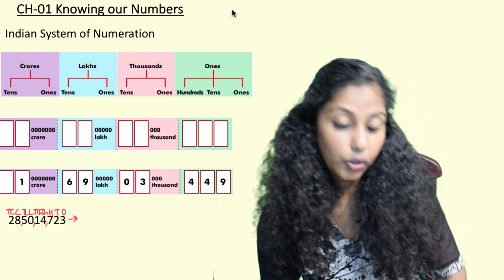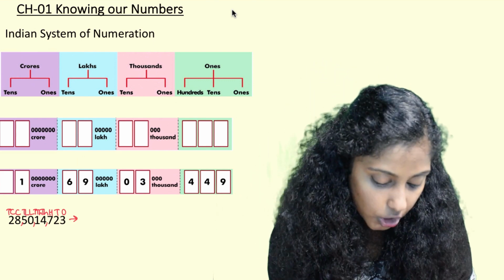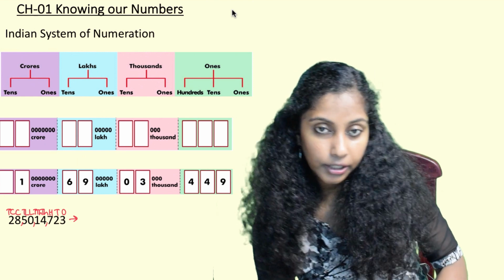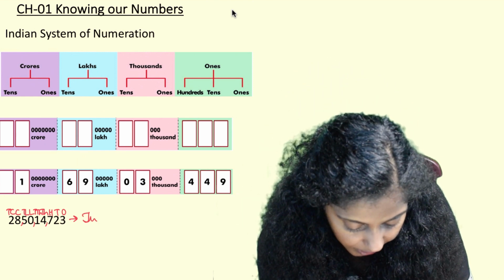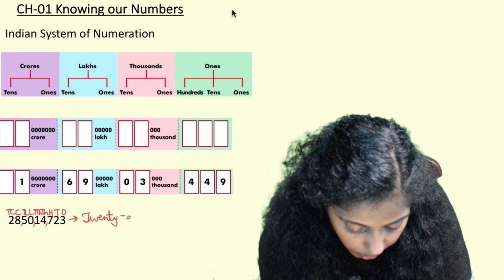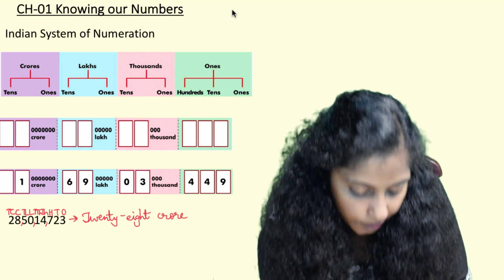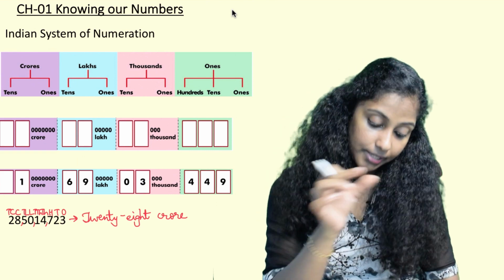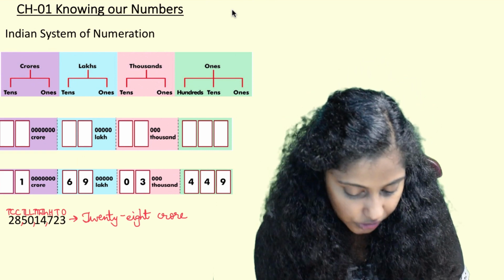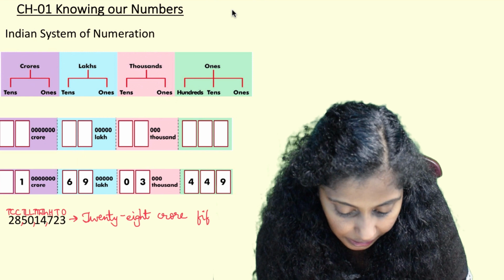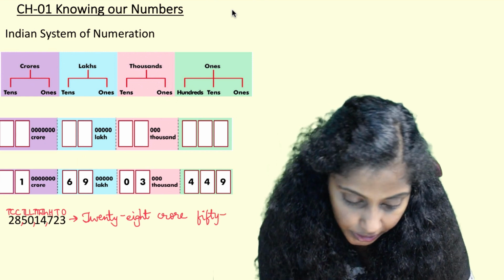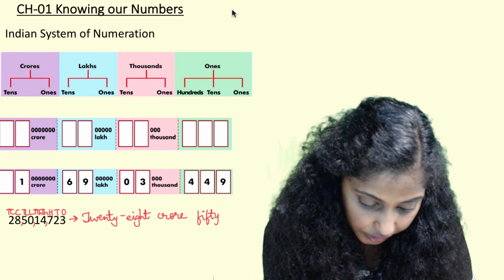Here in the group of crores you see 28, so we write it as 28 crore, because in the whole crore group we have to see tens and ones. Then we see in the group of lakhs tens and ones as 5 tens and 0 ones. So 5 tens is 50, so 50 lakhs.